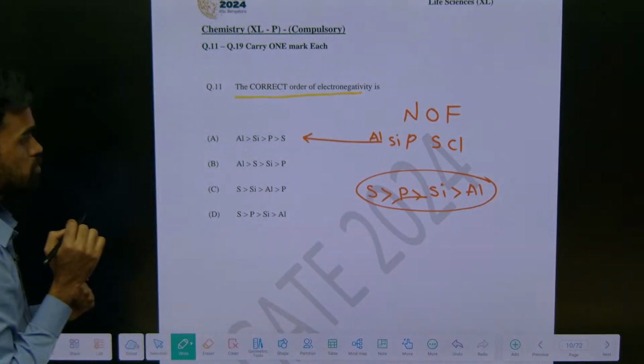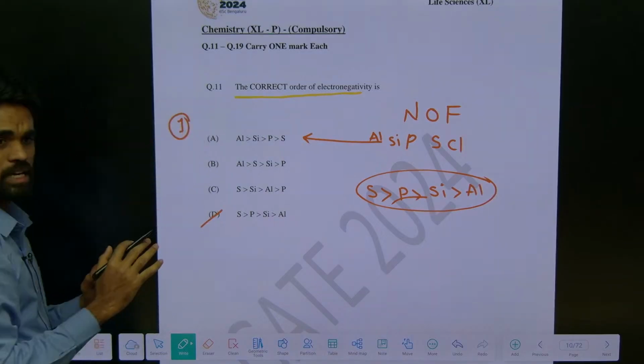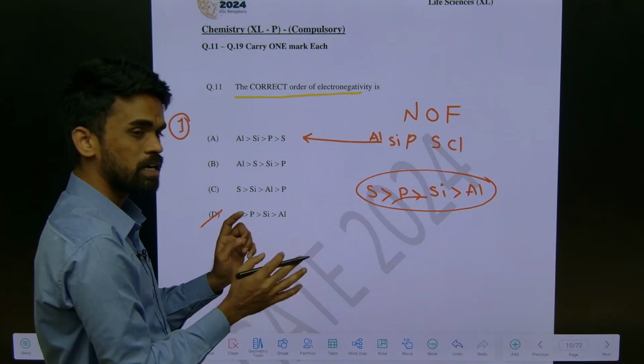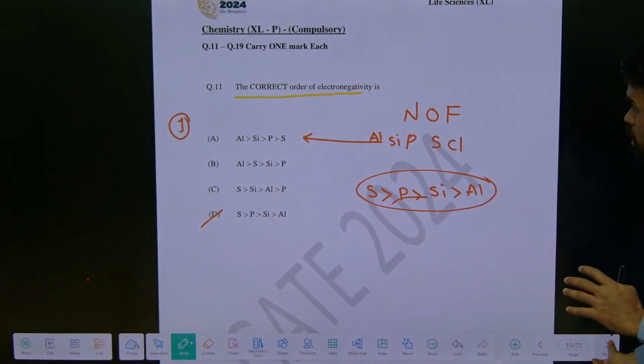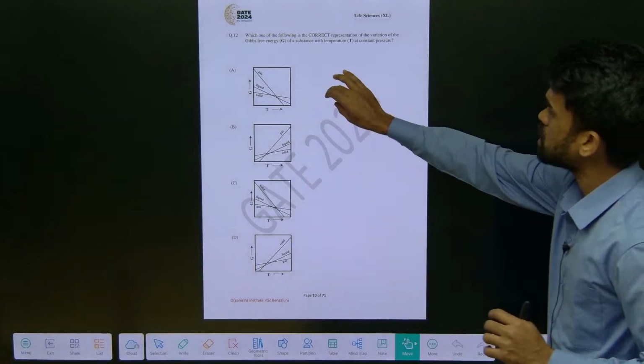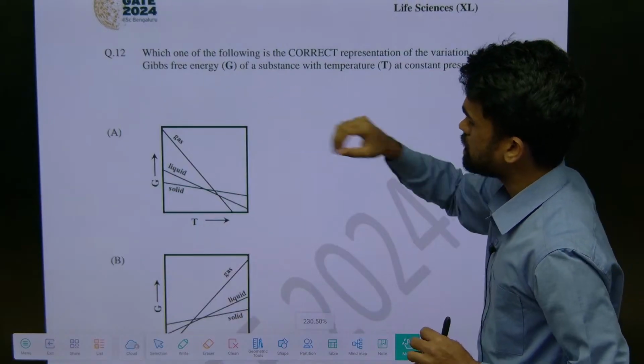So where do we have that option? D. That's it. This is a 1 mark question, and you need not spend even 2-3 minutes on it. Within 1 minute or within 30 seconds you can answer this, right? I hope it is clear. Let's move forward. See guys, one more thing I will tell you: just read the statement once.